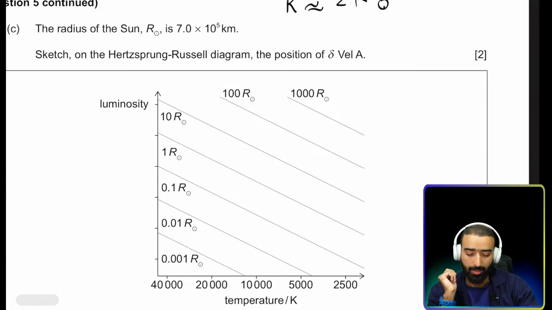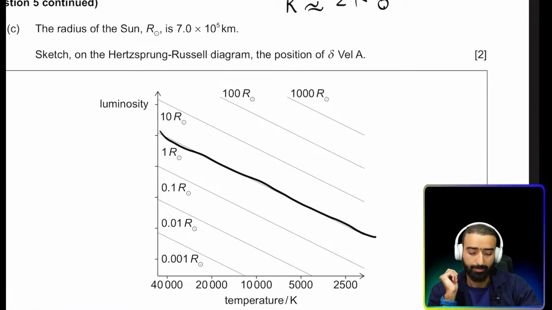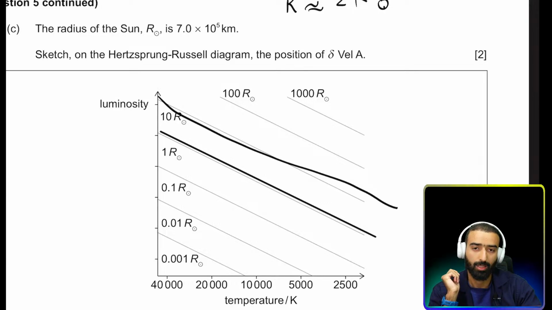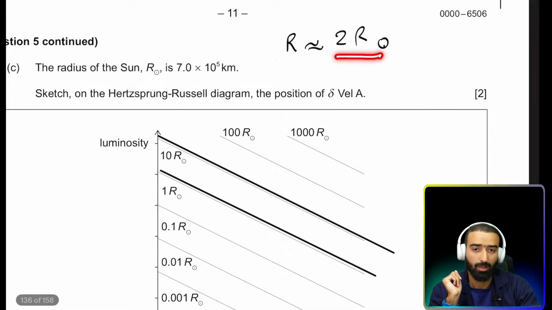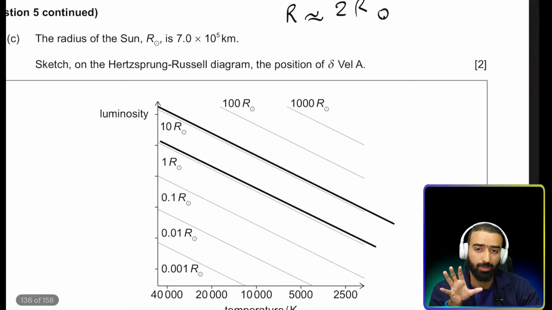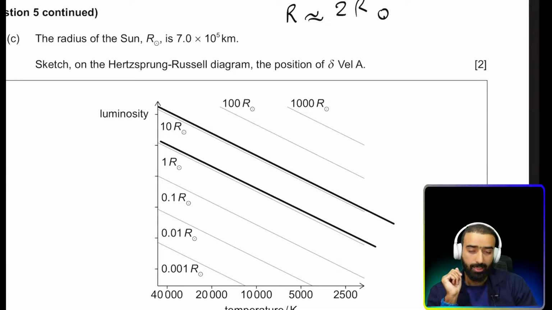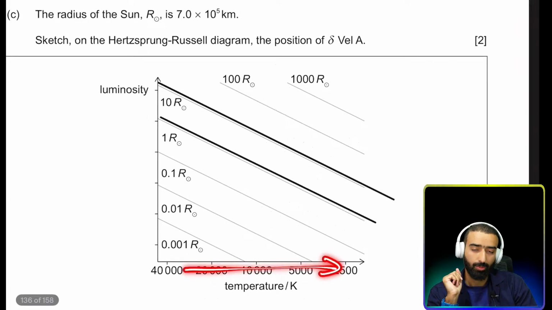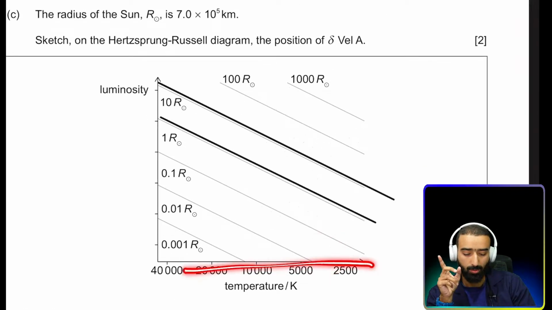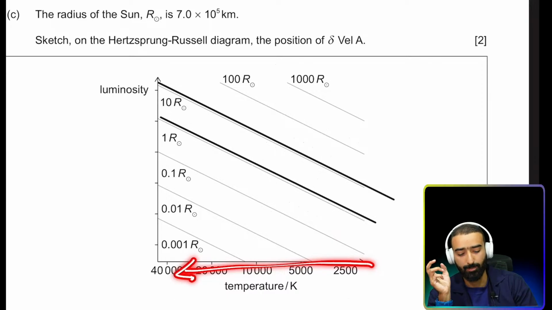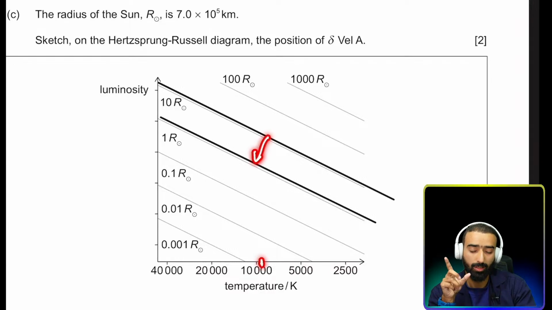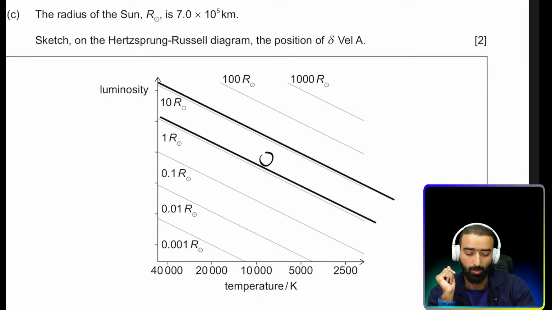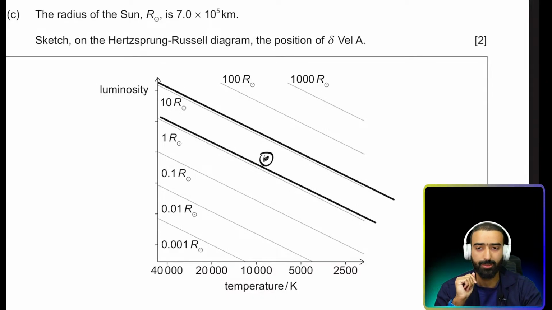It would lie between this line and this line. These are lines of constant stellar radii. So our radius is about 2 times R and its temperature is 9,000 Kelvin. Keep in mind that temperature on an HR diagram doesn't increase this way. No, it goes this way. It increases from right to left. Since our temperature was about 9,000 Kelvin, it's somewhere here, and the radius lies closer to 1. So we draw it somewhere here. All right, makes sense?